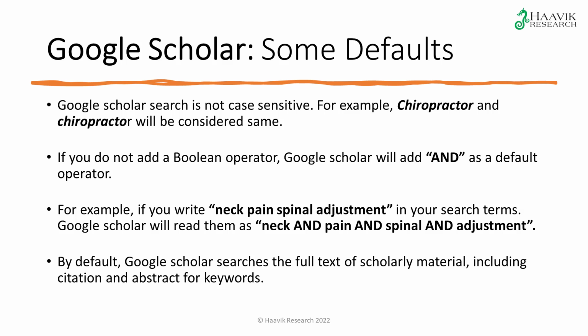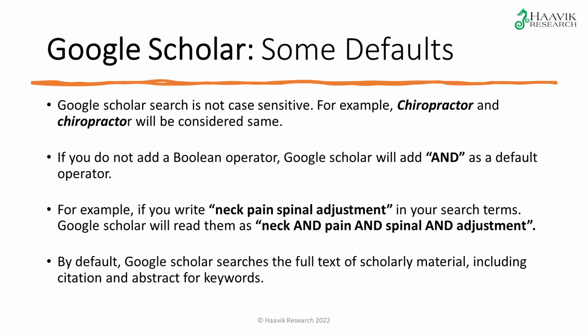Also, by default, Google Scholar searches the full text of scholarly materials, including full text articles, citations, abstracts, for these keywords that have been entered into the search box. So if you want to narrow that down, you need to tell Google Scholar that.